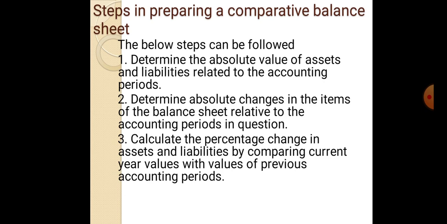Coming to the steps involved in preparing a comparative balance sheet. So these are the steps. First, determining the absolute values of the assets and liabilities relating to the accounting periods. Secondly, determining the absolute changes in the items of the balance sheet relative to the accounting periods. Thirdly, calculating the percentage change in assets and liabilities by comparing current year values with the values of previous accounting periods.